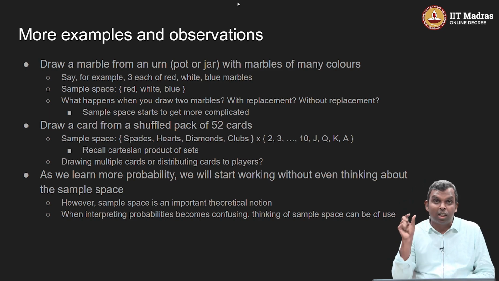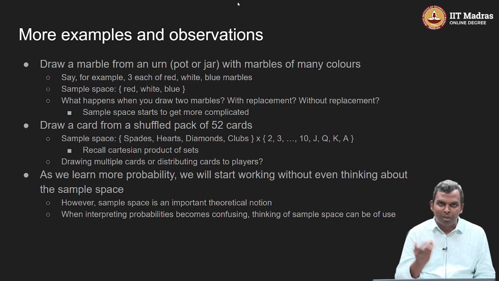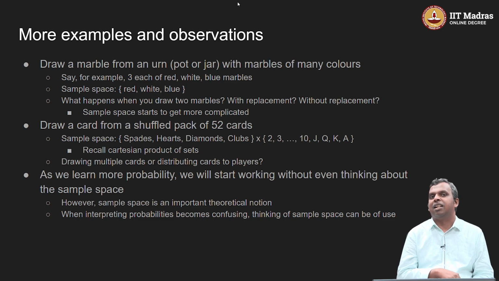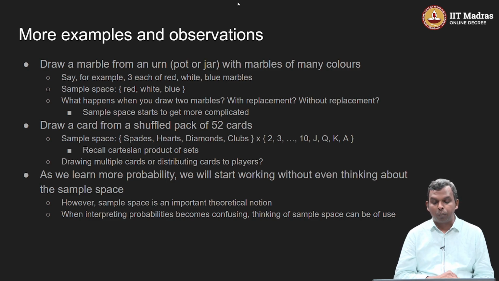Now, what is the outcome of this little experiment? Drawing a marble from an urn which contains marbles of many colors. It's the color of the marble, right? So that's what we are interested in. So if you want to write down a sample space for this little experiment that we have, red, white, blue would be a very good answer for that sample space. So that's a good sample space.